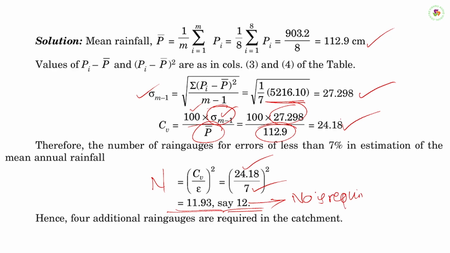So the optimum number of rain gauges required is how much? 12. What are the existing stations? How many are existing actually? 8. So existing is 8.